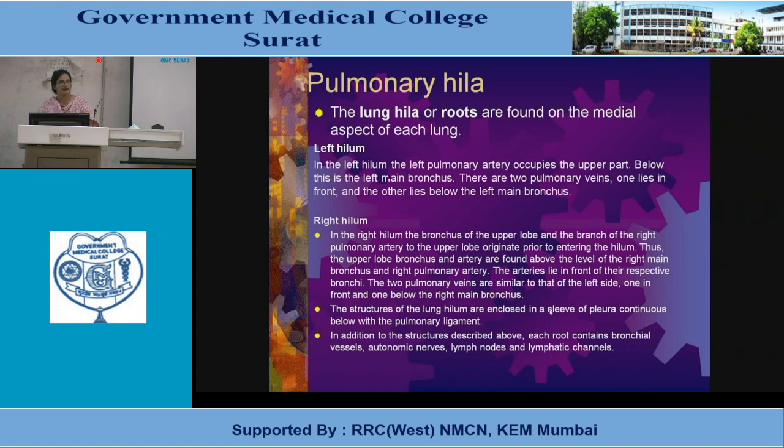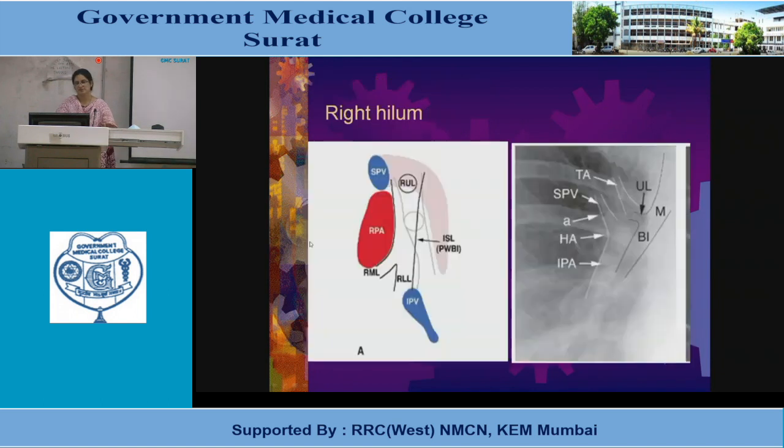The structures of the lung hilum are encased in a sleeve of pleura, continuous below with the pulmonary ligament. In addition to the structures above, there are bronchial vessels, autonomic nerves, lymph nodes, and lymphatic channels.